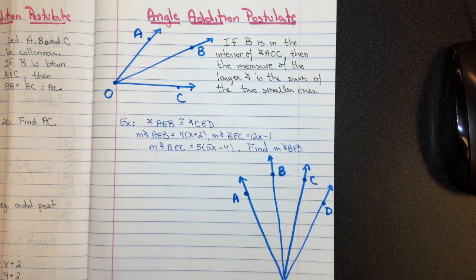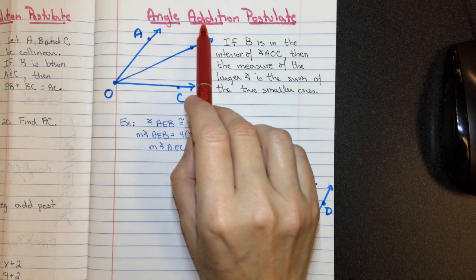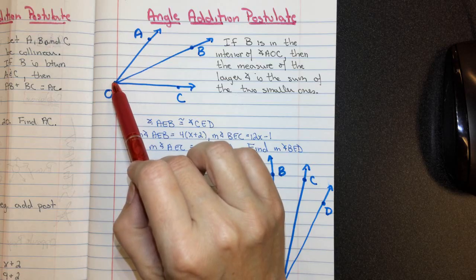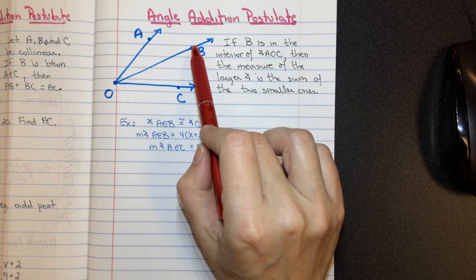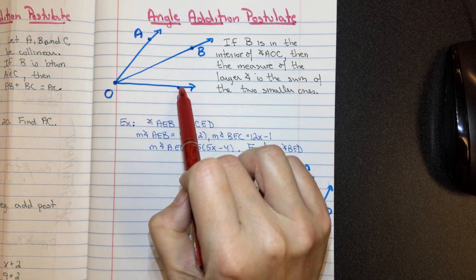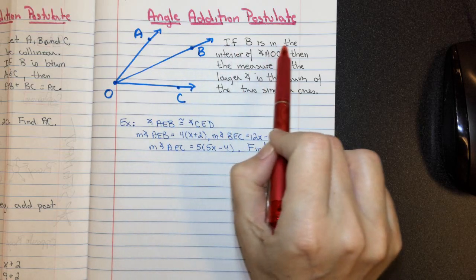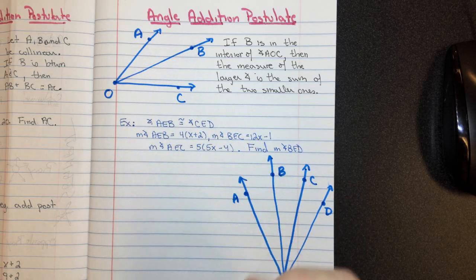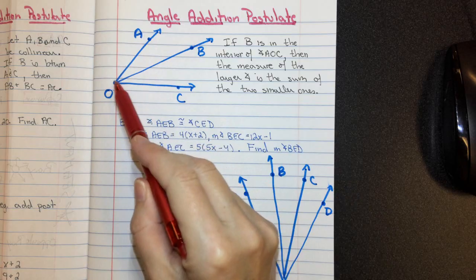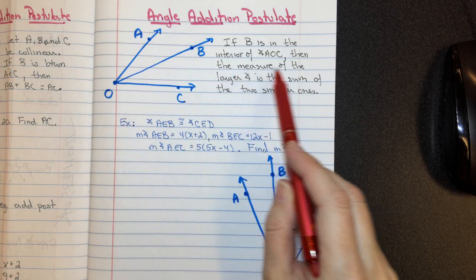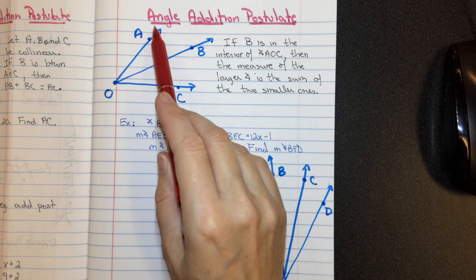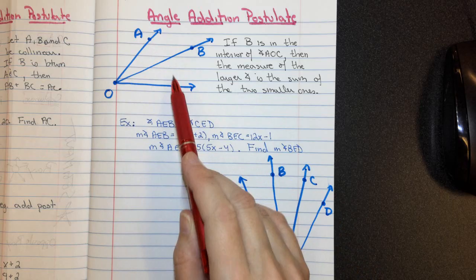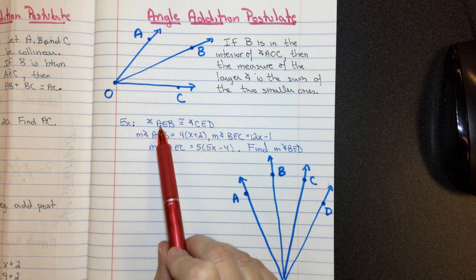To work an angle addition problem, specifically the angle addition postulate. I've been given a picture: A, the vertex is O, shooting out to B, and another ray going out towards C. If B is in the interior of angle AOC, so here's B in the interior, here's our big angle AOC, then the measure of the larger angle is the sum of the two smaller ones.